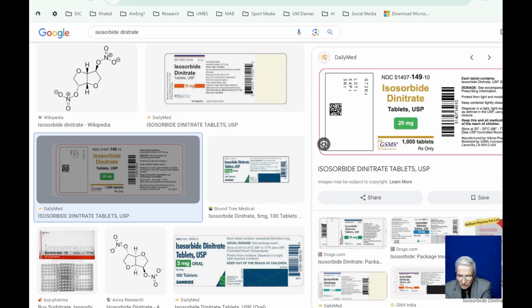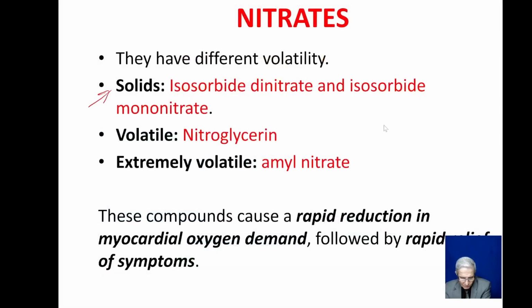So we can see here we have several types of tablets. We have isosorbide dinitrate and isosorbide mononitrate available as tablets, and these can be prescribed orally. The patient will swallow the tablet. Then we have nitroglycerin.